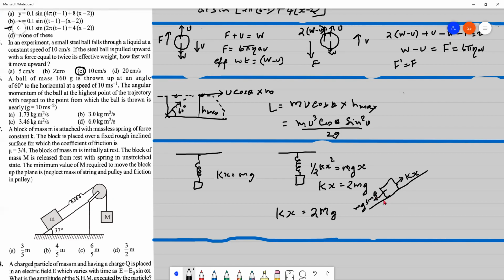Mg sin theta, and friction force mu mg cos theta. Friction force along the incline will always be mu mg cos theta. That's the maximum friction force. Mu mg cos theta will also be in this direction. So you can write the equilibrium equation here. Kx is equal to mg sin theta plus mu mg cos theta.